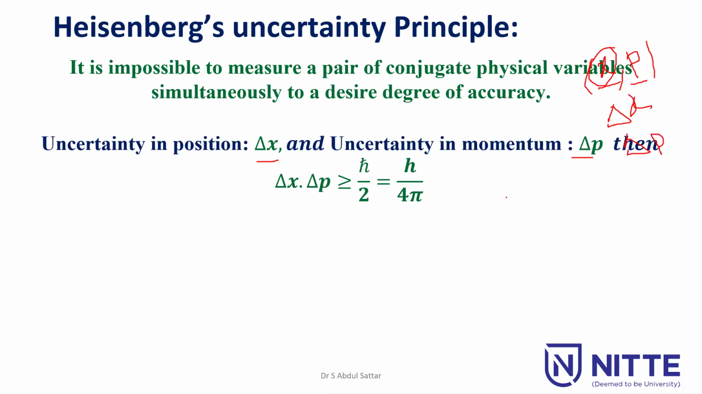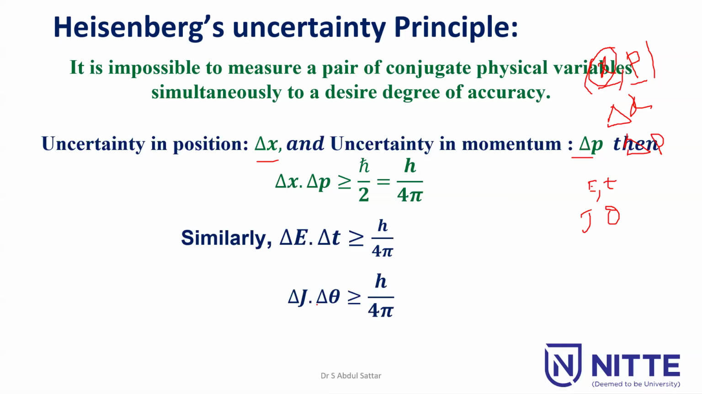Similarly, you can define the same relation with another pair of conjugate variables, for example, energy and time. That is, delta E into delta T is in the order of h by 4 pi. Or angular momentum and angle, that is J and theta, is also another pair of conjugate variables.